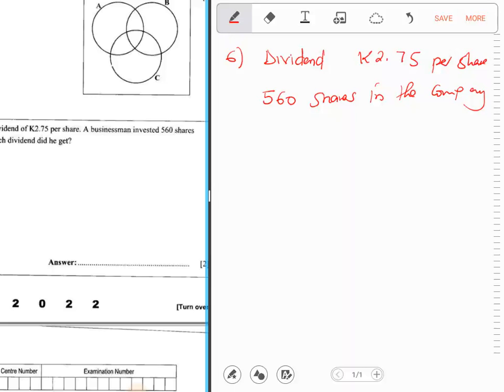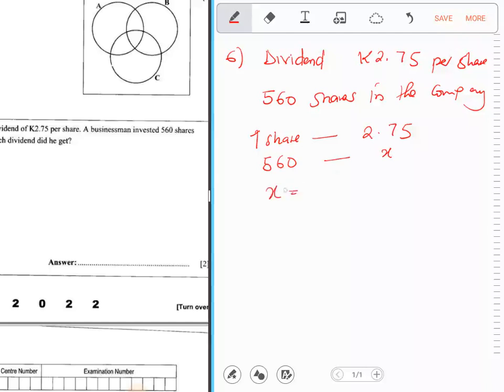Right, so to find how much dividend he got, we know that one share is costing about 2 kwacha 75. And what of 560 shares? Now this is paper 1, we don't use calculators. Alright, so we are going to do it the harder way. So this will be X, which is the dividend in this case. The dividend is equal to 560 multiplied by this.